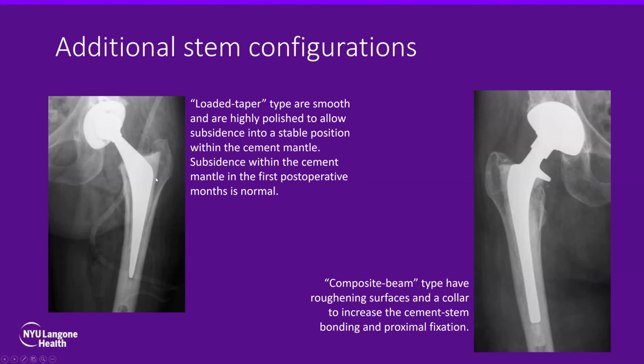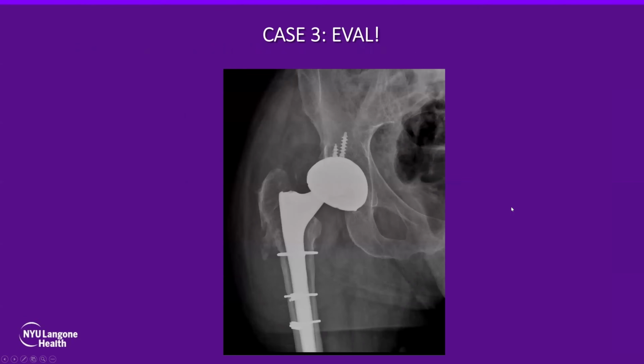The other configuration that we may see is a composite beam. It has a rough surface, and sometimes it has a collar. The rough surface is a good thing because it promotes increased bonding between either the cement and the implant or the bone and the implant. Just two configurations to know about.